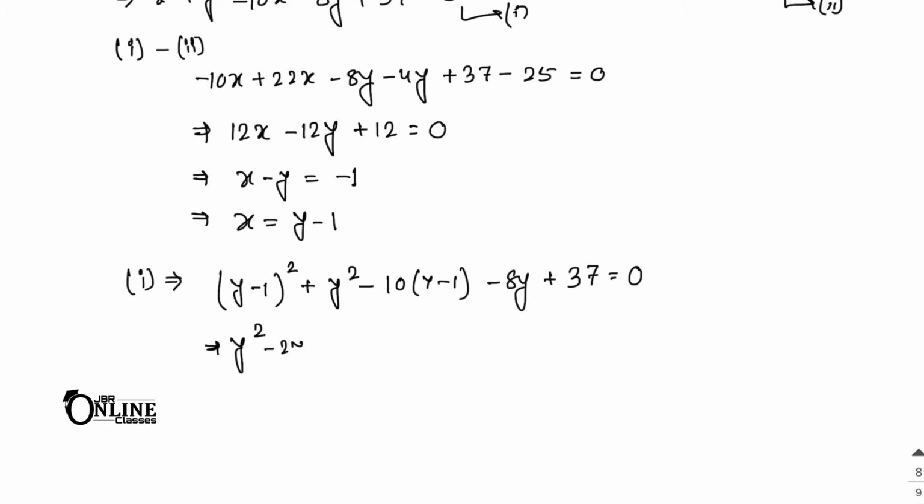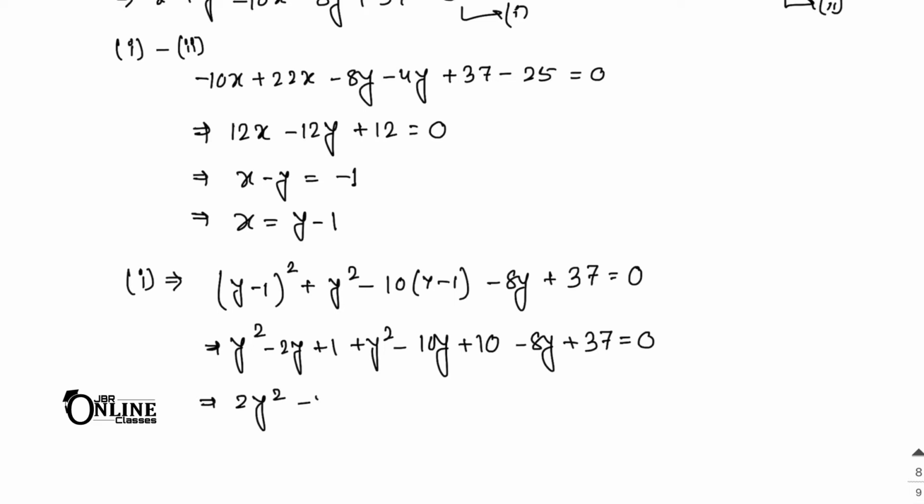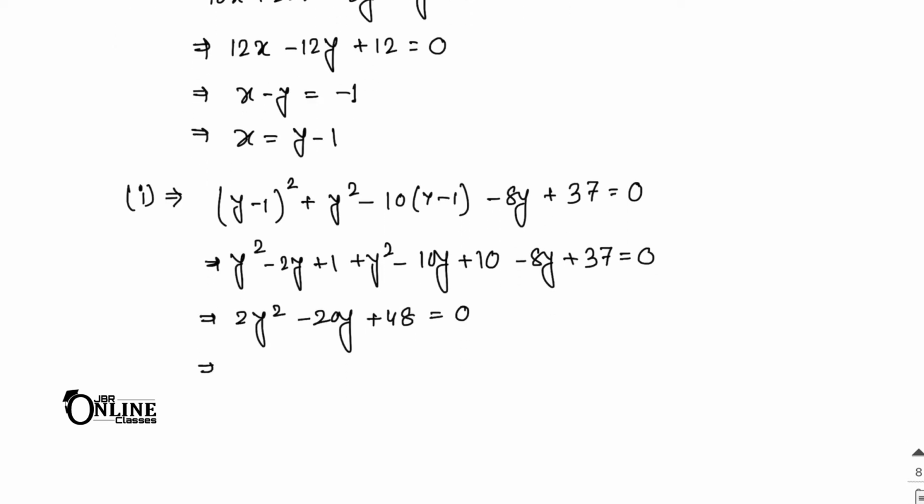So y square minus 2y plus 1 plus y square minus 10y plus 10 minus 8y plus 37, that equal to 0. So y square plus y square, that equal to 2y square, and as here 2y, 10y, 8y, that one equal to 20y, so minus 20y, and that one equal to 48, that equal to 0. Now if you divide it by 2, so y square minus 10y plus 24, that equal to 0.